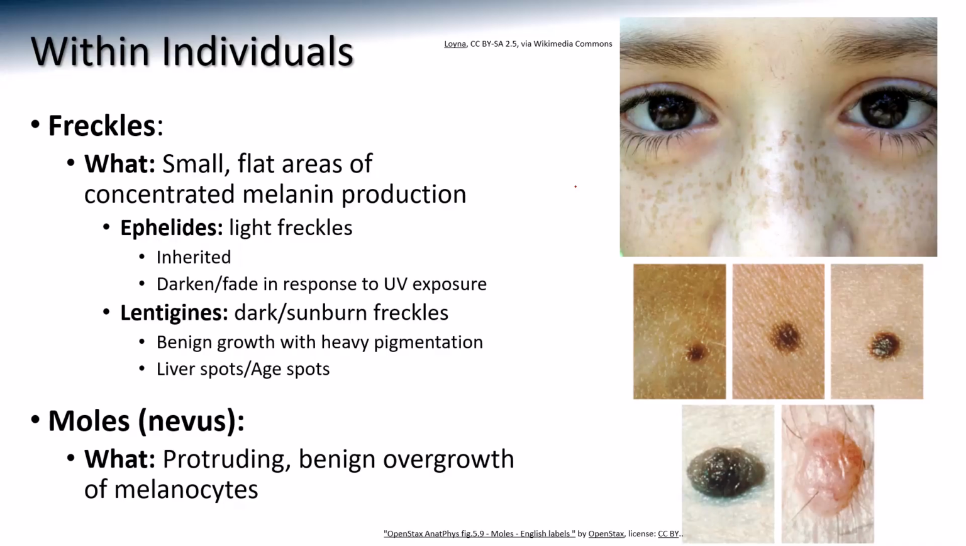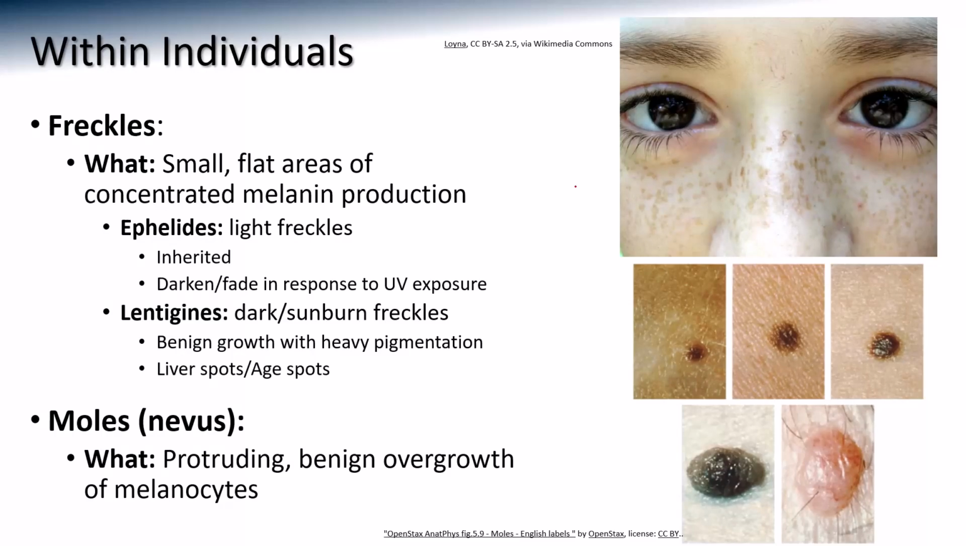concentrated. So we have freckles, and there are two defined types here. So freckles as a group are defined as small flat areas where you have a lot of concentrated melanin production going on. These can be ephelides, which are light freckles. You usually have them from birth, and they tend to darken and lighten in response to UV exposure. So if you have very light coloration, maybe red or blonde hair, you might have these that come out, get real dark in response to UV exposure, and then go back down.